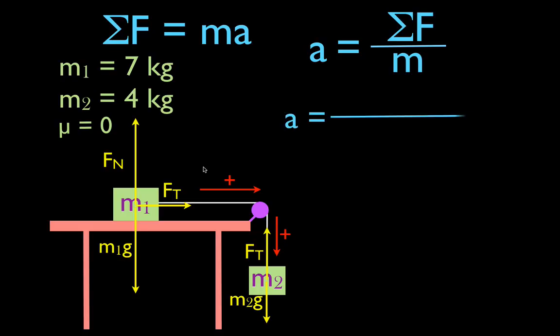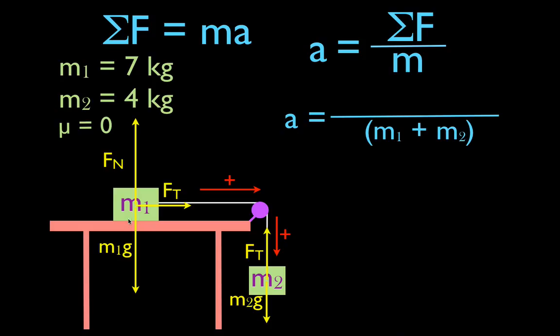The acceleration is equal to the sum of the forces divided by the mass. The mass is the mass of both objects added together, so we're going to put in m1 plus m2. And then we're going to sum up only the forces that are acting on the objects in the direction of motion, or that are affecting the acceleration. We're going to look at each object one at a time.